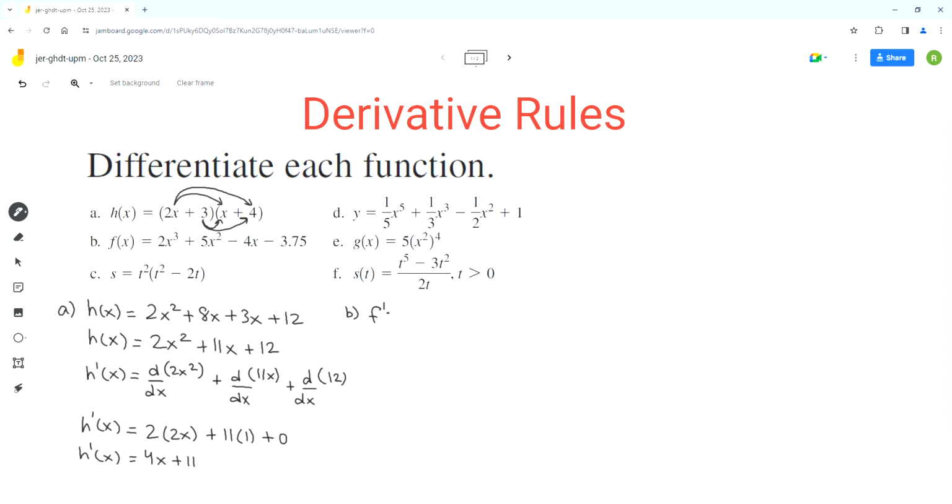So f prime of x will be equal to the derivative of the first term, which is 2x cubed, and then plus the derivative of 5x squared, oh sorry, this one is negative, so minus the derivative of 4x, and then minus the derivative of 3.75.